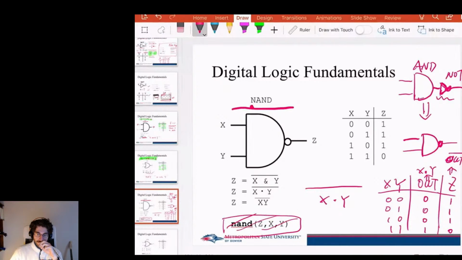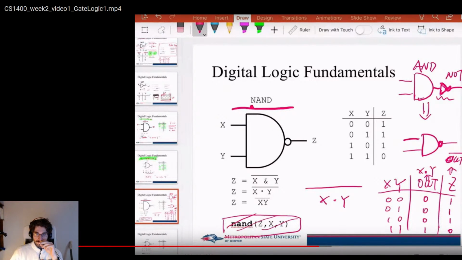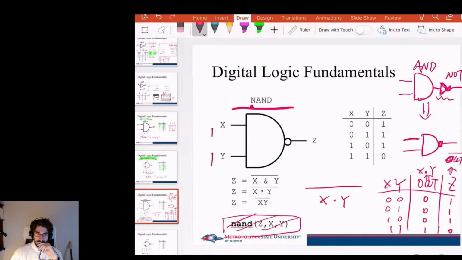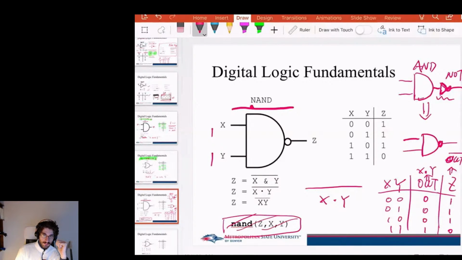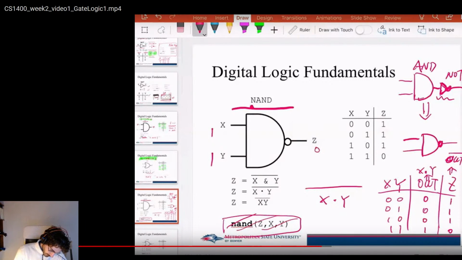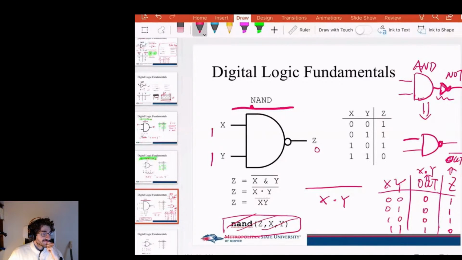Another way to understand the NAND gate is that only when all the inputs are 1 is that the only time we could generate a 0. So that's the meaning of the NAND gate.